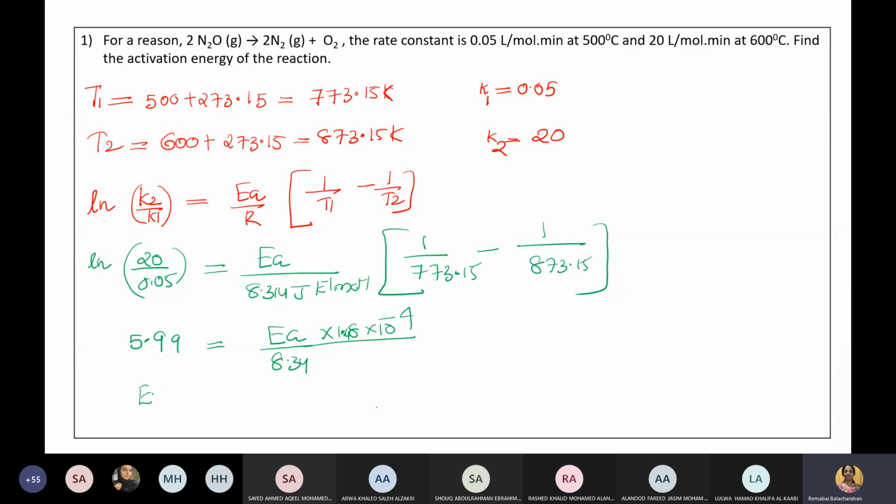Okay, so now EA is in the calculator itself. You just do the next step. Don't remove it. So EA will be equal to 5.99 times 8.314 over 1.48, and this answer you can take the reciprocal and find out the answer. Tell me the answer. What is the answer you get? It is a big number, doctor. It's okay.